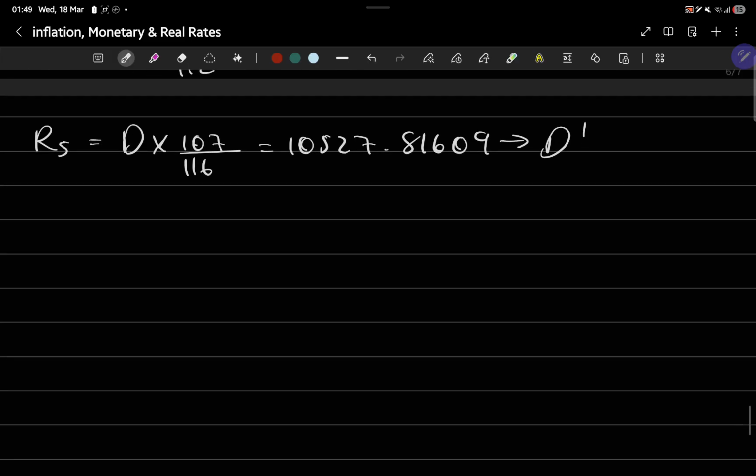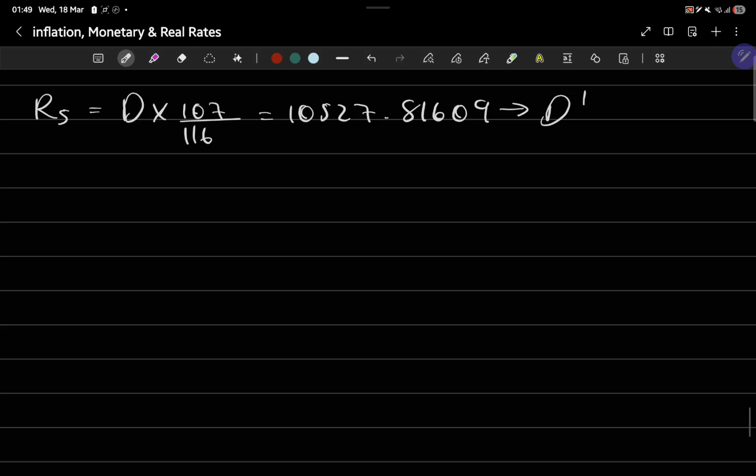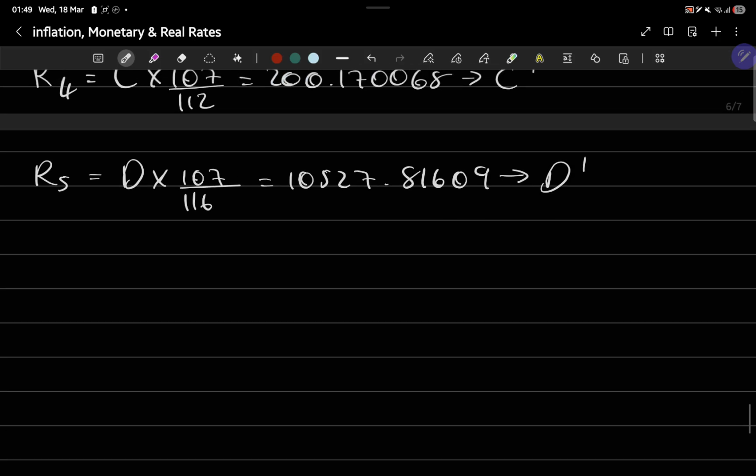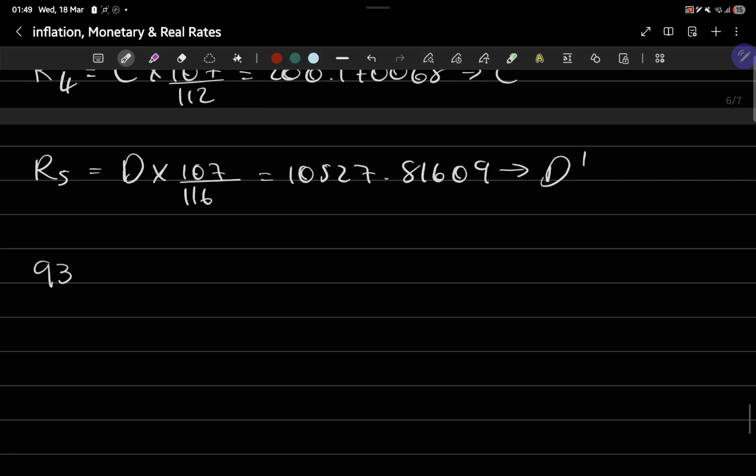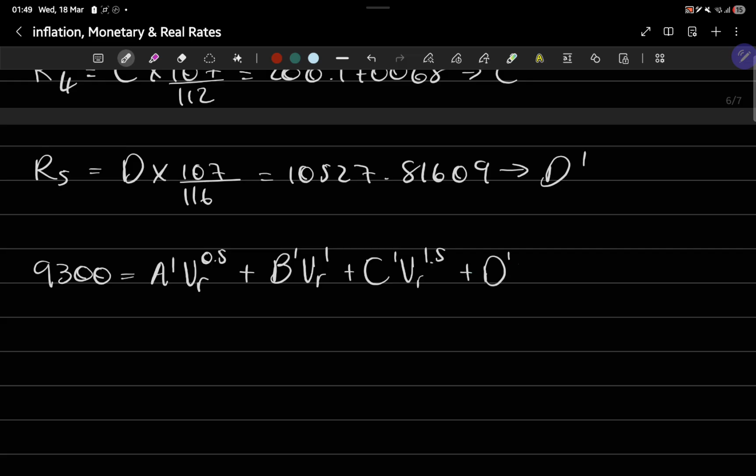And now because we have the real values, we can form our equation of value using the real values. So we'll have 9,300 is equal to A prime, and it's at time 0,5, so V 0,5, and this is at the real rate R because we have real values now. B prime VR1 plus C prime VR 1.5 plus D prime VR squared.